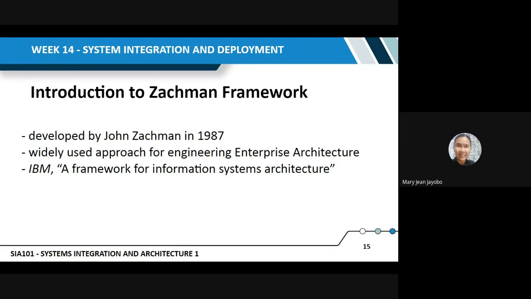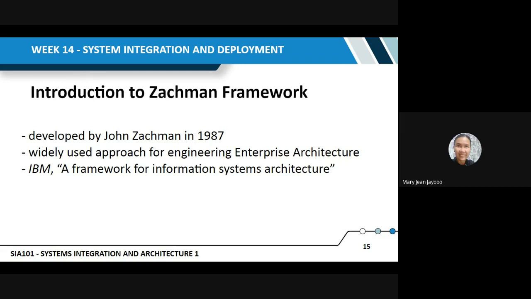Okay, so to solve these problems, he developed an early enterprise architectural methodology. Okay, and again, it is becoming widely used for engineering enterprise architecture. So it was published in the IBM Systems Journal, a framework for information systems architecture. Okay, and he serves as one of the founding developers of business systems planning, or BSP.